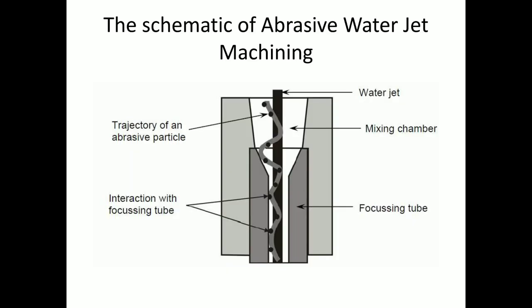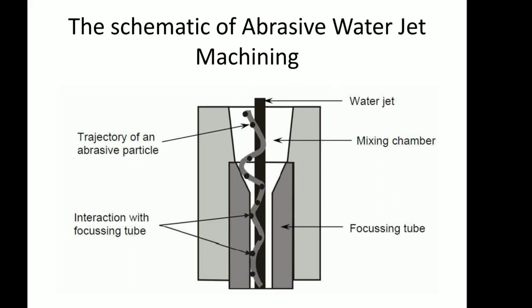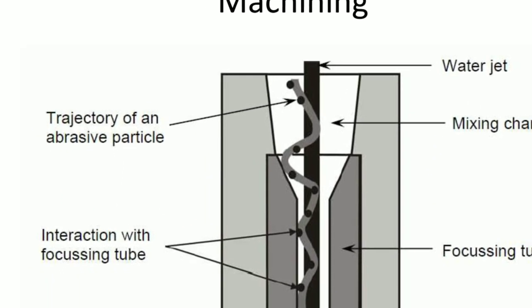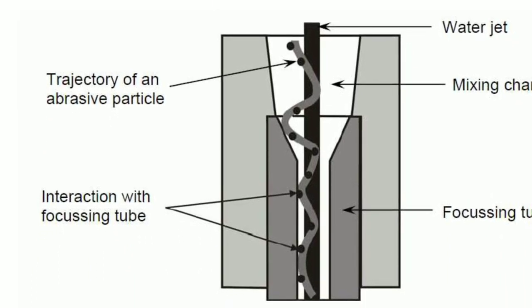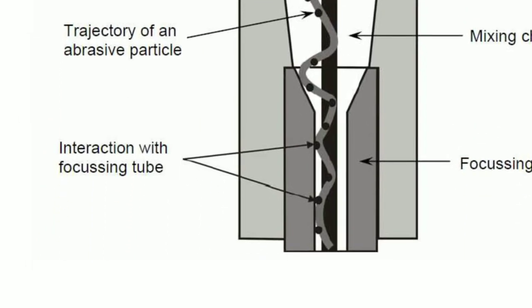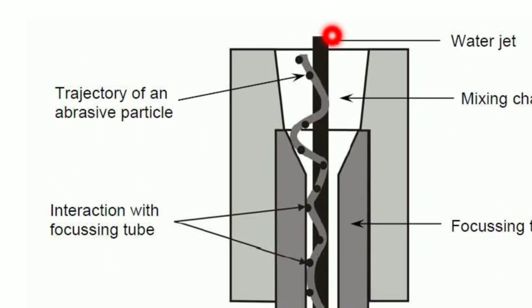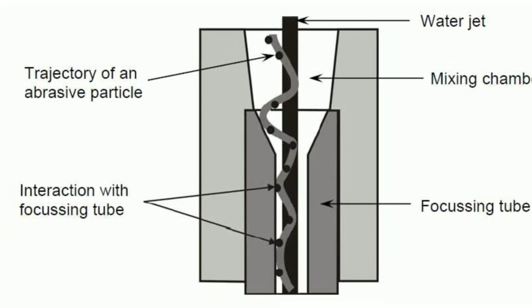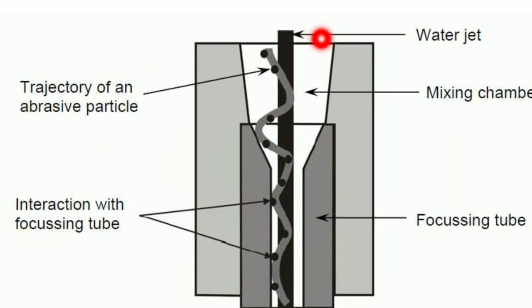Now this is the schematic of abrasive water jet machining. Here you can see how it sucks in the cutting particles, or abrasives. This black line represents the water jet, and this is the trajectory of an abrasive particle. This is called the jewel, or nozzle, or the mixing chamber. So this is the mixing chamber, and this is the water jet, the black one.